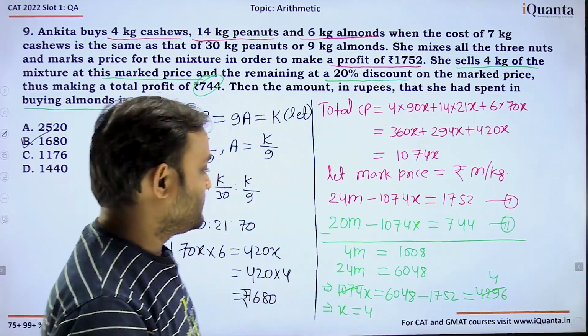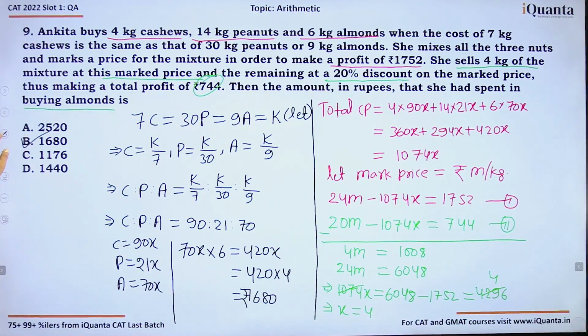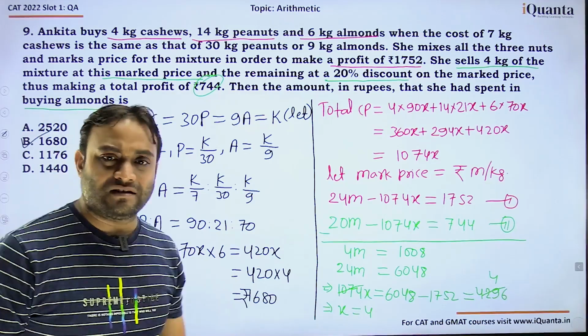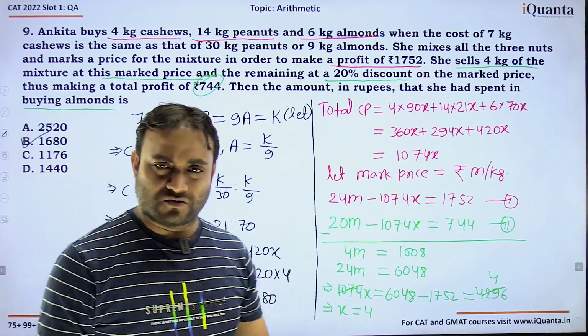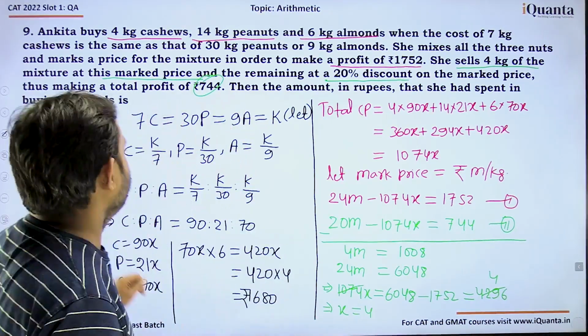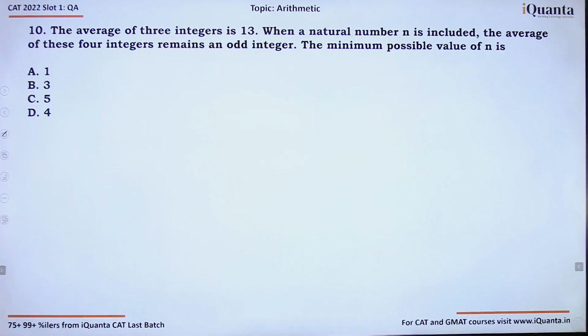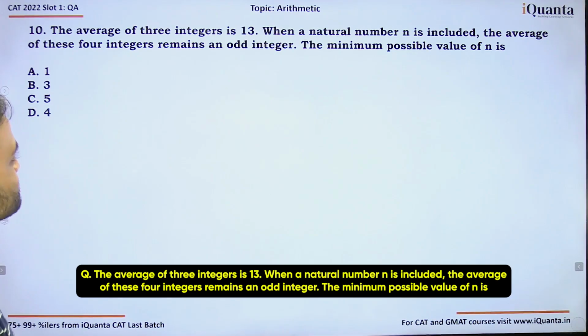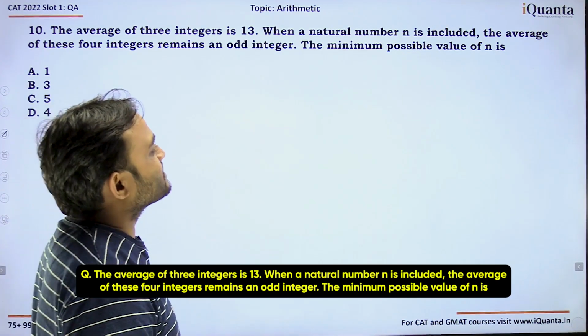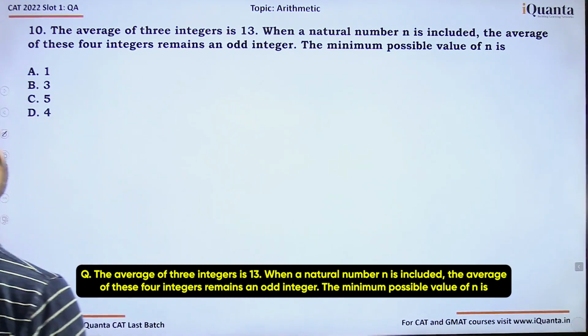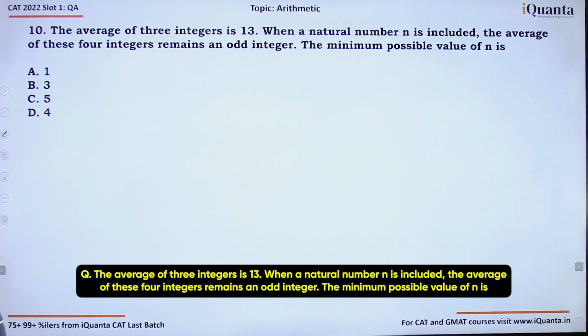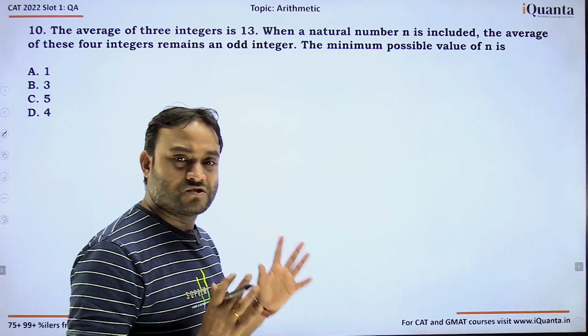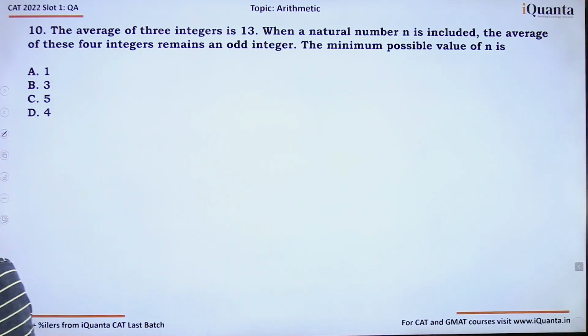Alright. So as I said, a little bit of calculation here, but not a difficult question. Lengthy, yes. Question number 10 says the average of 3 integers is 13. When a natural number n is included, the average of these 4 integers remains an odd integer. The minimum possible value of n is asked. It is one of the easiest questions of slot 1, quantitative aptitude section.